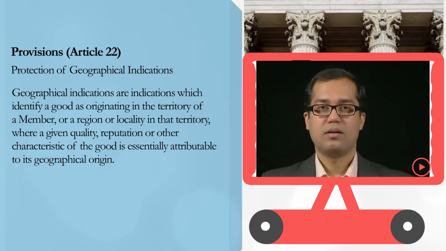Members are also obliged to frame legislation for criminal prosecution, including seizure, forfeiture and destruction of infringing goods in special cases. Dispute resolution. Article 64 of the TRIPS agreement provides for setting up of a dispute settlement forum almost on the lines of dispute settlement under the WTO.